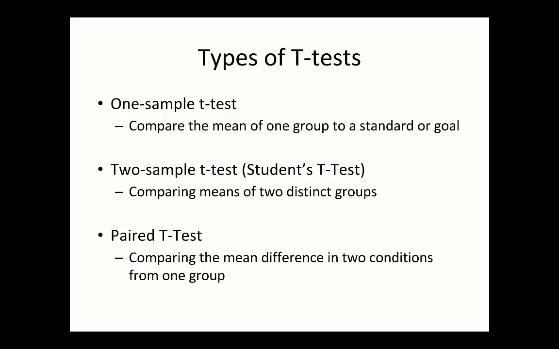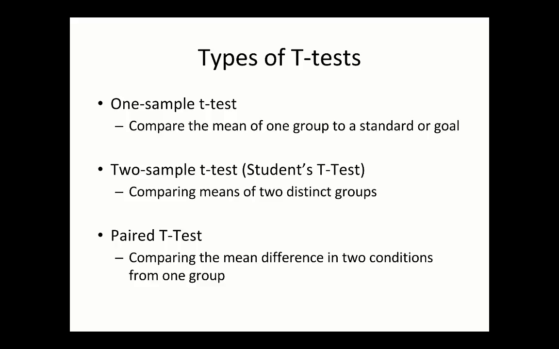The first is a one-sample t-test, and the purpose is to compare the mean of one group to a standard or goal. This is very similar to the one-sample z-test, but the main difference is that we are dealing with mean values rather than proportions. The second type of t-test we will be discussing is the two-sample t-test, also known as the student's t-test. The purpose of a two-sample t-test is to compare means of two distinct groups. Again, this is very similar to the two-sample z-test, but instead of comparing proportions, we are comparing means.